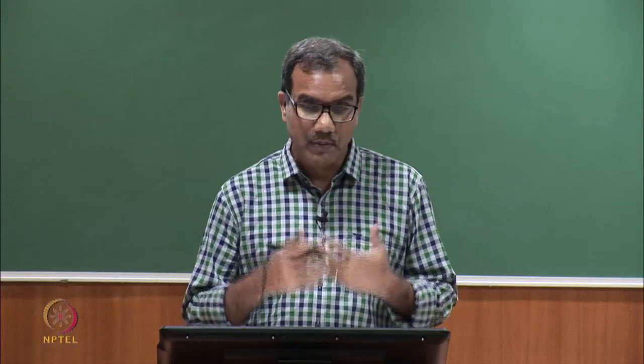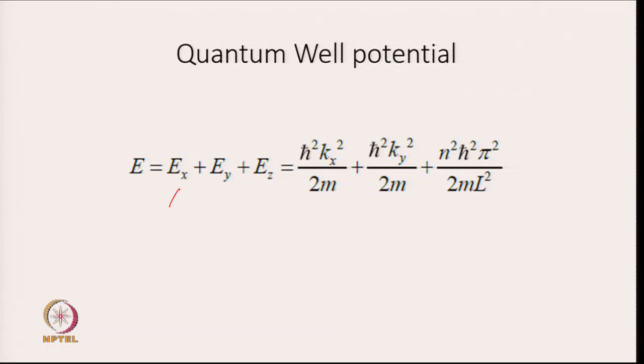So, how can I write the energy of a quantum well? The energy of a quantum well will be the sum of the energy in the x direction, the energy in the y direction, and the energy in the z direction. And since in the z direction the material is confined, its energy will be given by n square h cross square pi square by 2 m l square, or you can simply write n square h square by 8 m l square.